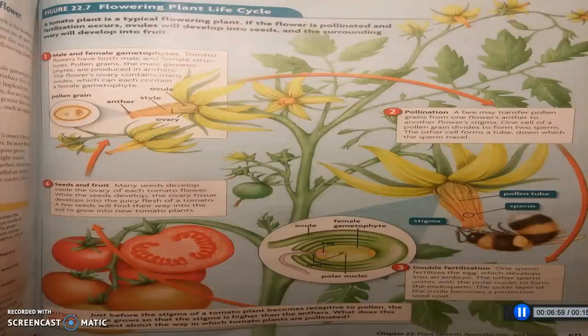So this is just a summary of the flowering plant cycle from the male and female gametophytes all the way through the seeds and fruits. This is found on page 671 of the biology book. You can always check back and you can always see this.